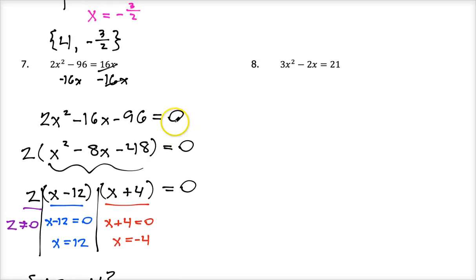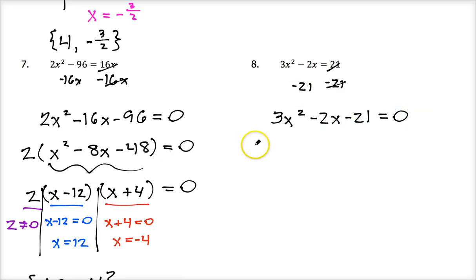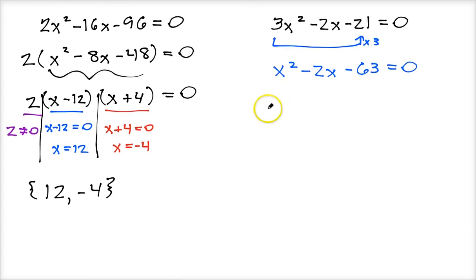Okay, number 8, so we have 3x squared minus 2x equals 21. So again, we'll set this equation equal to 0 by subtracting 21 from both sides. When we do that, we get 3x squared minus 2x minus 21 equals 0. There's no GCF for this problem. My leading coefficient is 3, so I need to slide and divide. So this becomes x squared minus 2x minus 63 equals 0. X squared minus 2x minus 63 will factor into x minus 9 times the quantity x plus 7.